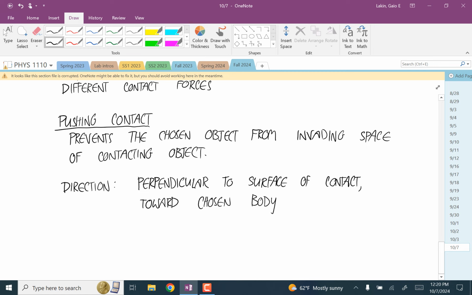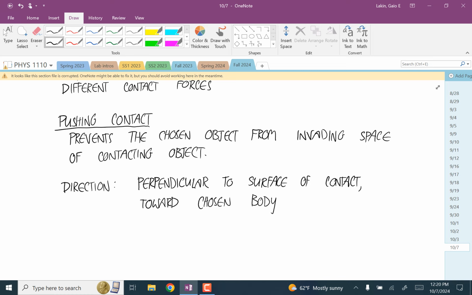Okay, so standing on the ground again, if I'm the chosen body, like I'm getting ready to do a Newton's second law analysis on my body, the surface of contact is the ground. So the pushing force is going to be directed perpendicular to the ground and toward the chosen body, which from the ground towards me is up. Okay, so the ground is applying an upward force to me right now.